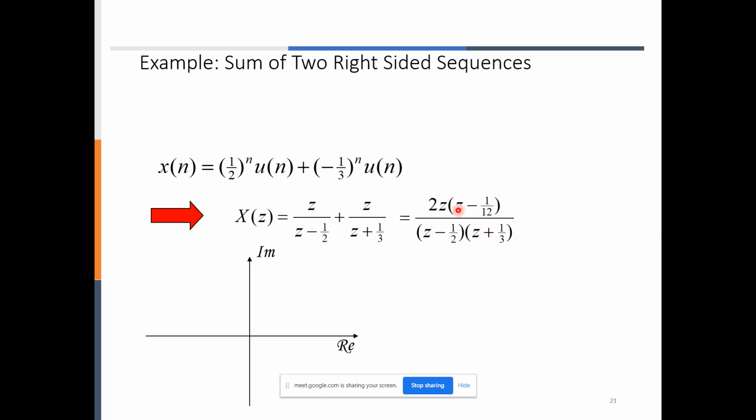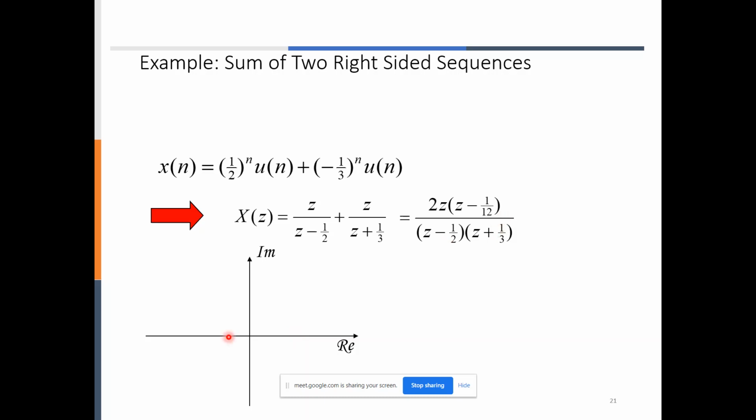Now simply put these poles and zeros on the real and imaginary axes. What are the poles and what are the zeros? The upper portion gives zeros, so at z equal to 0 there is a zero, and z equal to 1/12 is also a zero, so blue circles will be there. And there are two poles, z equal to 1/2 and z equal to minus 1/3.